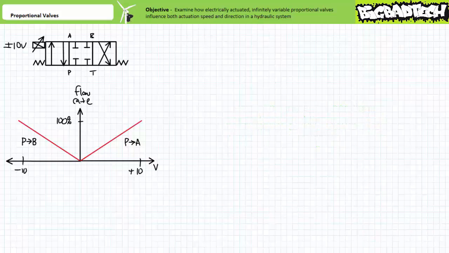Long story short, a proportional valve is a directional control valve that controls flow rate. Or is it a flow control valve that controls direction? The world may never know. Regardless, proportional valves perform both tasks. But wait, that's not all.